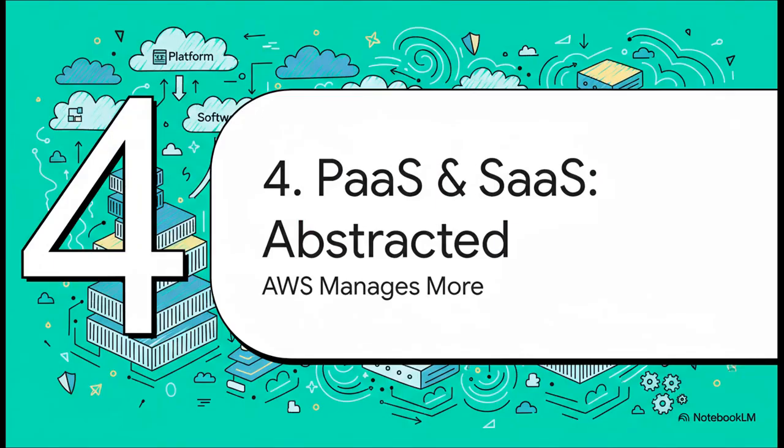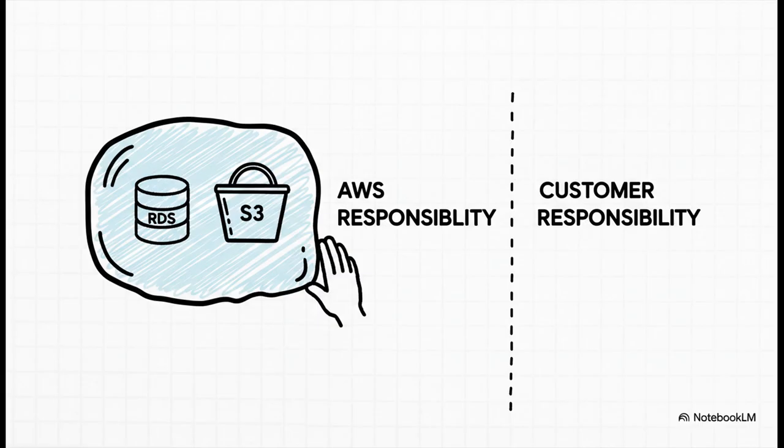Okay, so what happens when you use services where AWS manages more of the underlying stuff for you? Let's see how that line of responsibility shifts when we talk about platform as a service and software as a service. So now we're talking about services like Amazon RDS, which is a managed database service, or Amazon S3 for object storage. With these, you don't even see the operating system. AWS handles it all for you, so naturally that responsibility line moves.